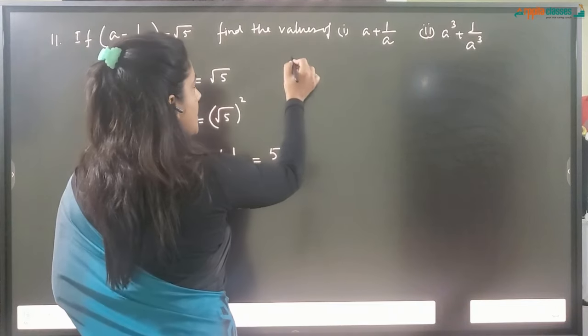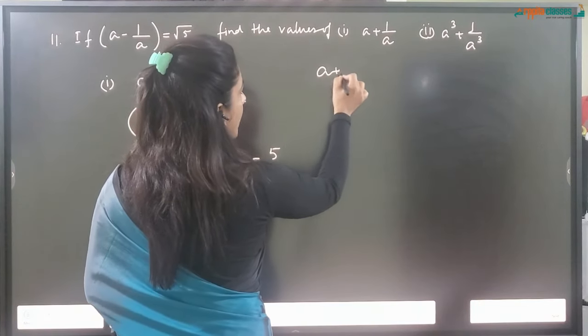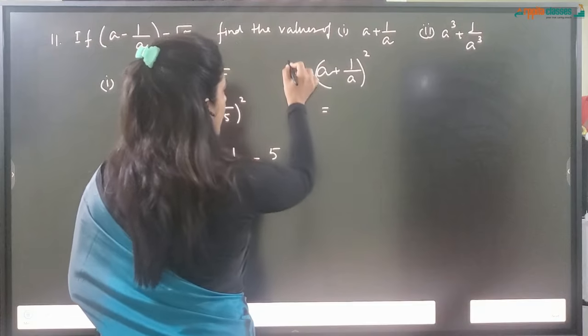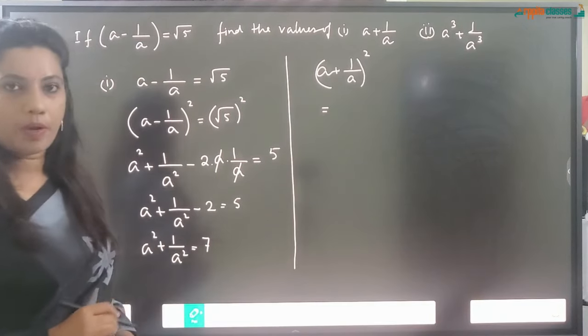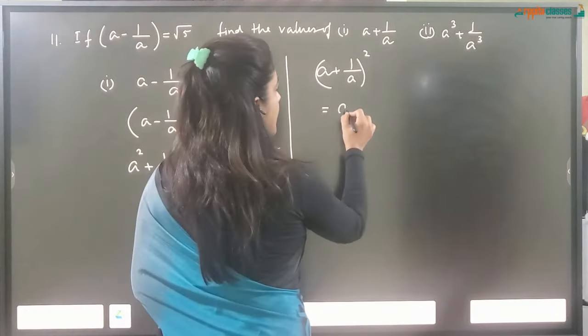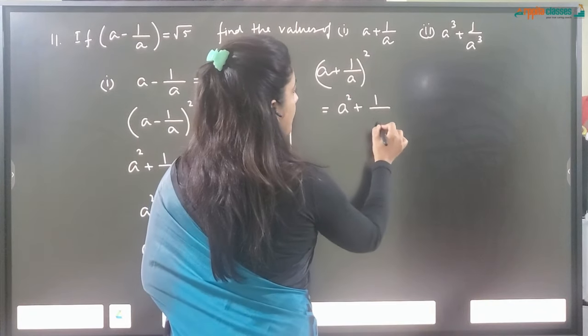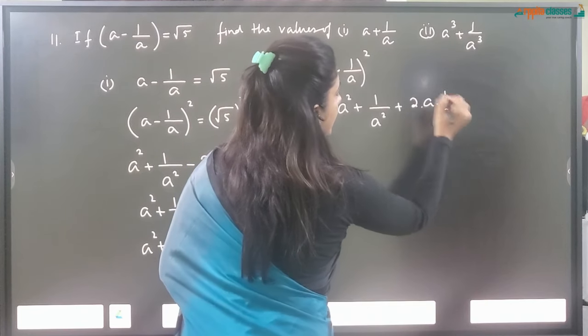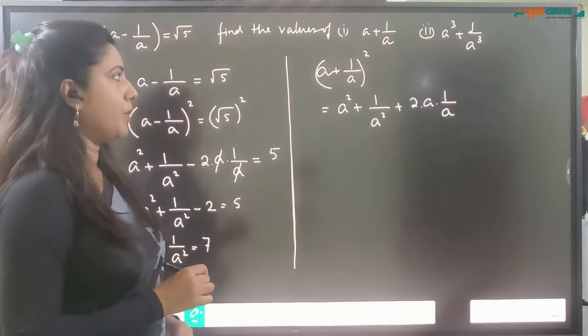Okay. Now since I have to find out a plus 1 upon a, I will find out a plus 1 upon a whole square first. Okay. So a plus 1 upon a whole square. First let me write down the formula. That's a square plus b square plus 2 into a into b. This is the formula for a plus b whole square.